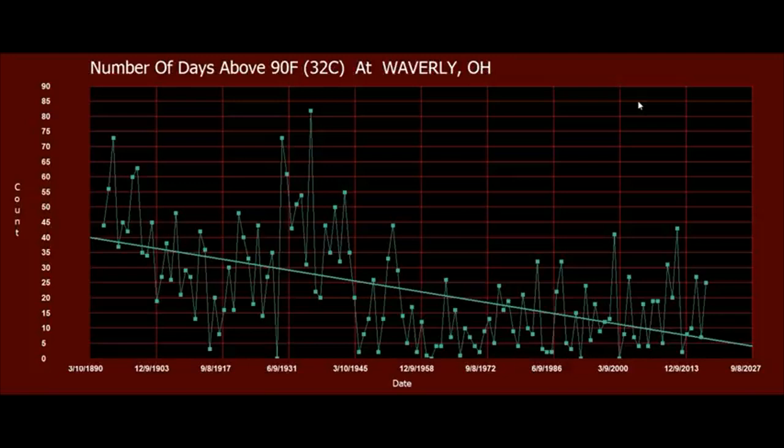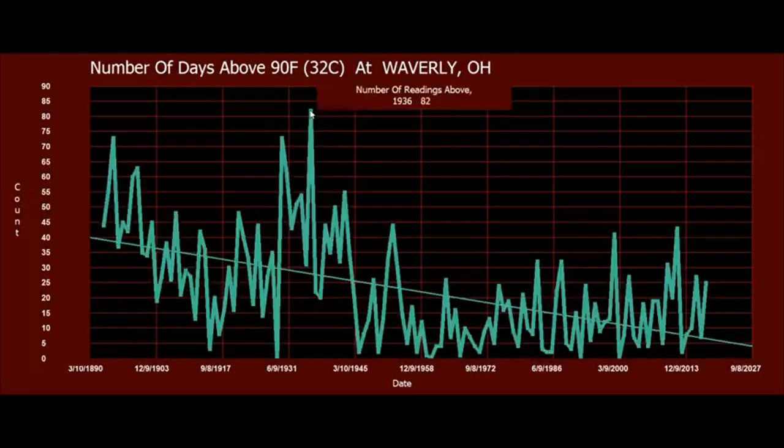This graph shows the number of days above 90 degrees Fahrenheit at Waverly, Ohio for every year going back to 1895. You can see that there used to be a lot of 90-degree days at Waverly. Let me hover over this point. This is 1936. They had 82 90-degree days in 1936 at Waverly, Ohio.